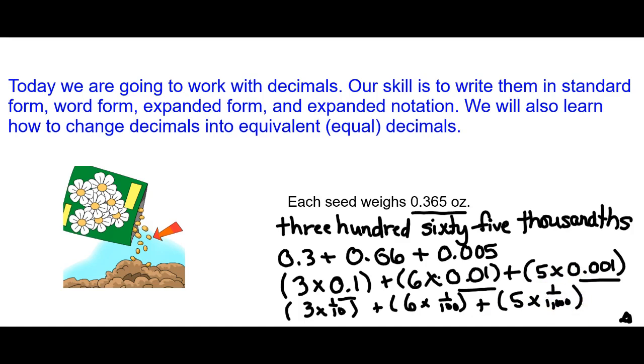These two forms are equal to each other. The first one is just using decimals for the positions, and the other one is just using the fractions. So let's look at this in another example.